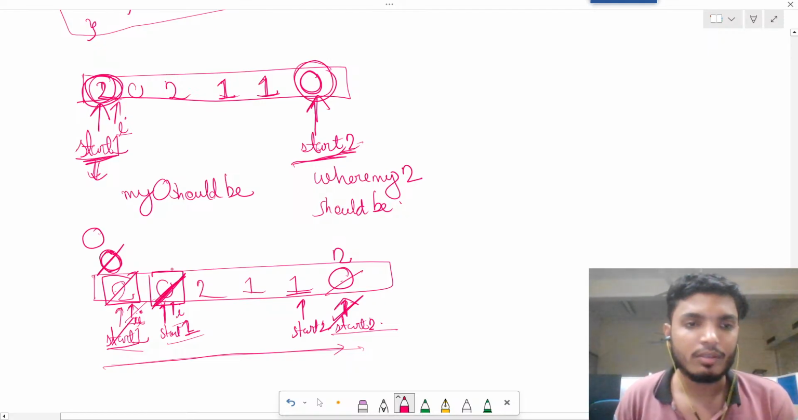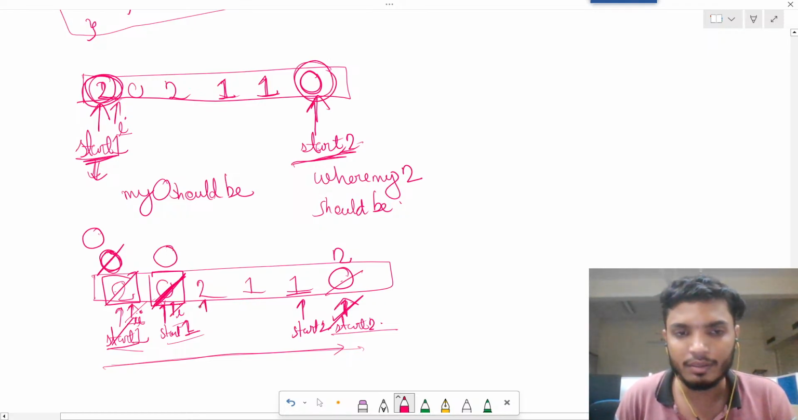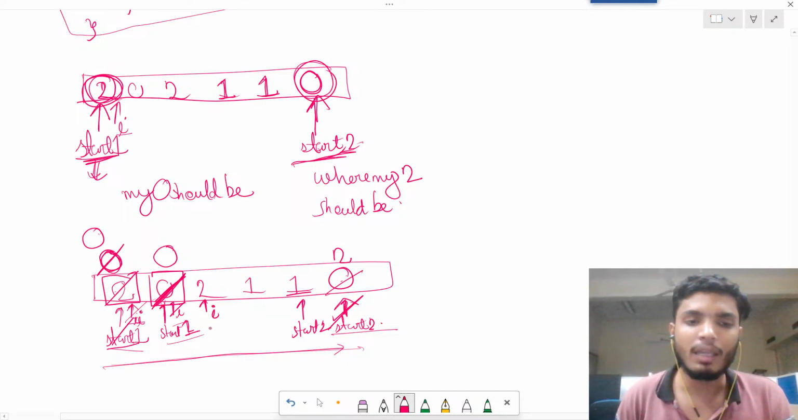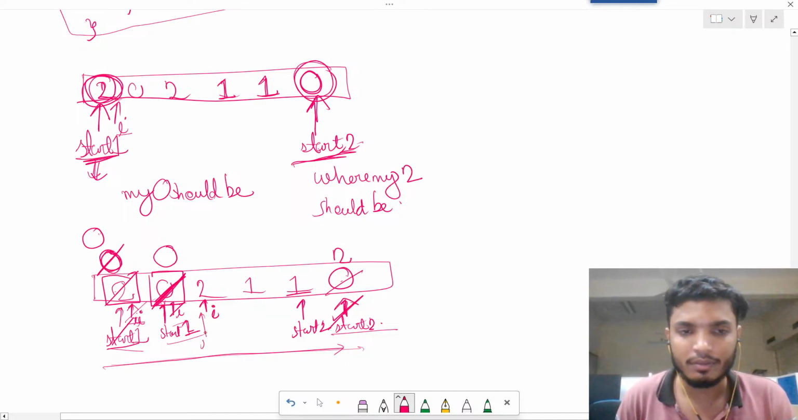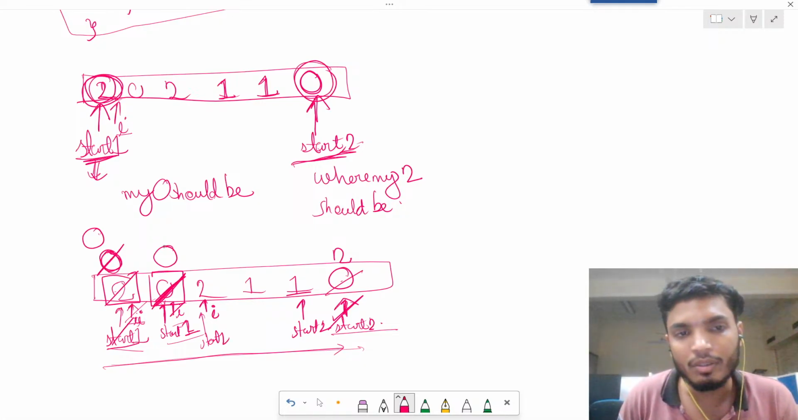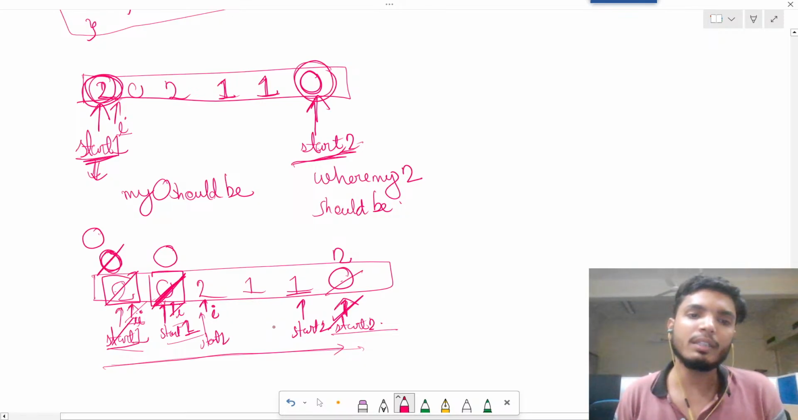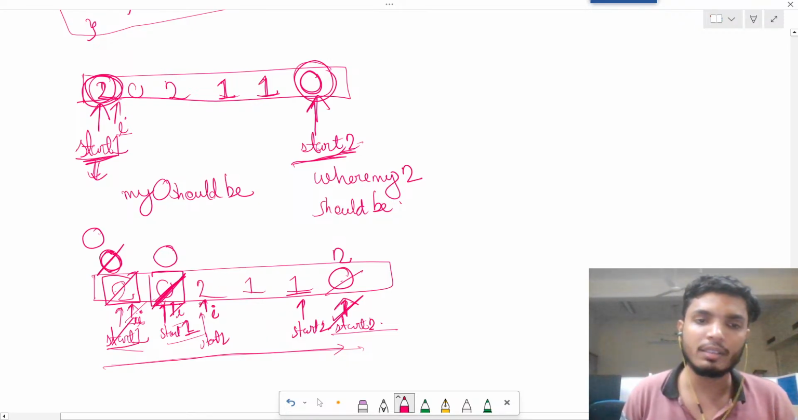Now with start 1, both are at the same position, so there is no issue. This 0 will be here. Again, I will be moving here, and start 1 will also move here. Because 0 is already present, start 1 will indicate where my next 0 should be. So next 0 should be at this position.